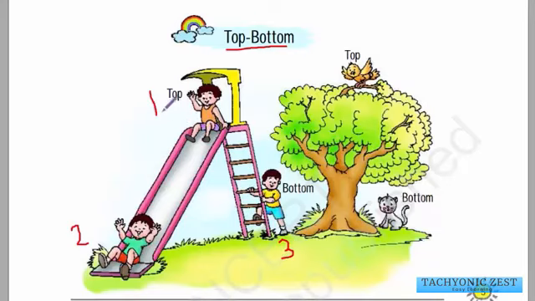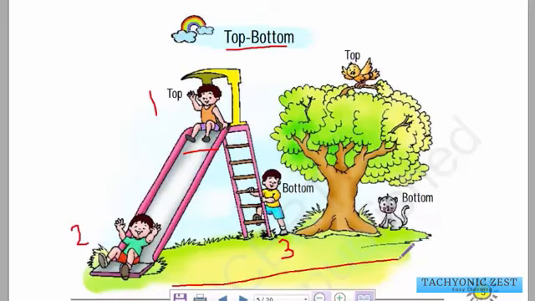So we can see that the first boy, this one, is at the top. Why at the top? Because he is at some height. He is not at the ground. This is the ground level, and he is not at the ground. He is at a height. He is on the swing, and therefore we say that this boy is at the top. Similarly, we'll say that this boy is at the bottom. Similarly, this boy is also at the bottom.